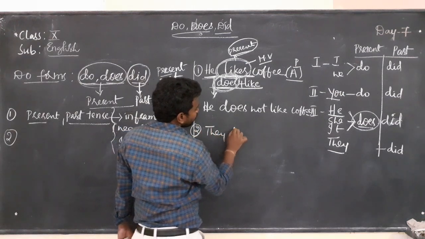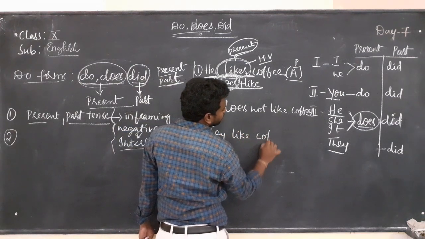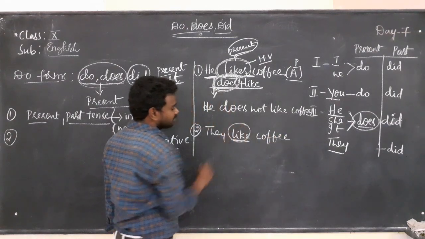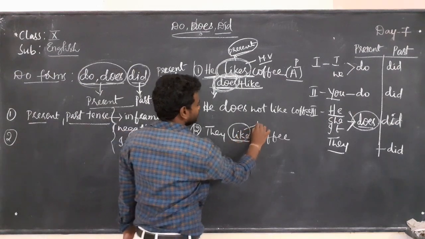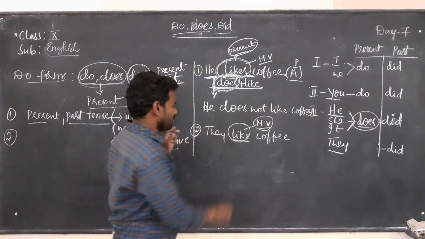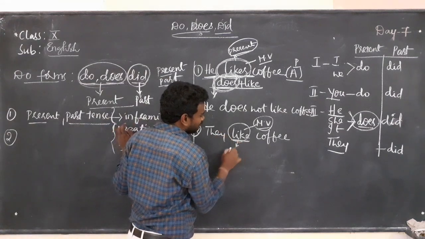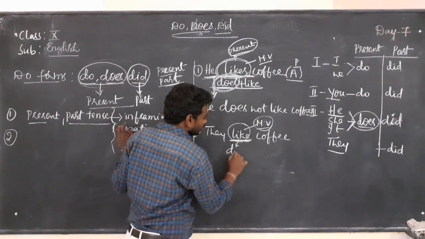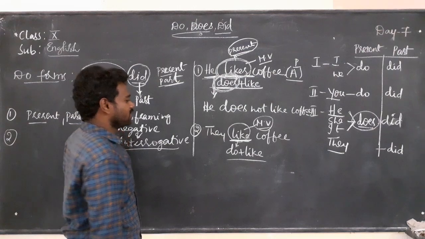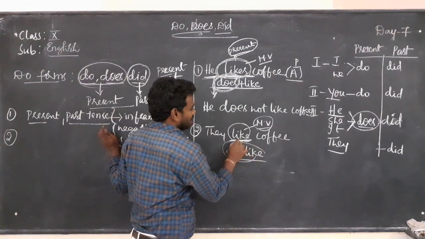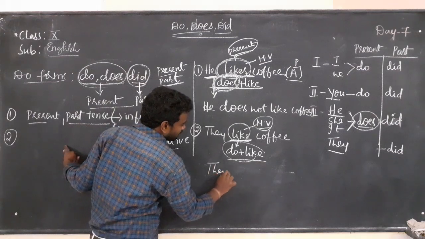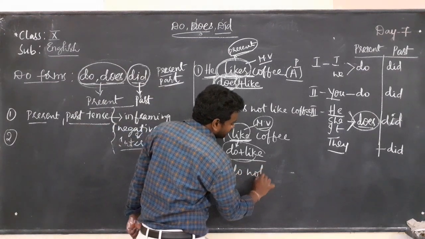They like coffee. Like is here what? Right, it's a main verb. So we don't have a helping verb here. So what is the helping verb implied here? Like means do plus like. So do plus like, we can say that like. So they like coffee. So what is the negative form? They do not like coffee.